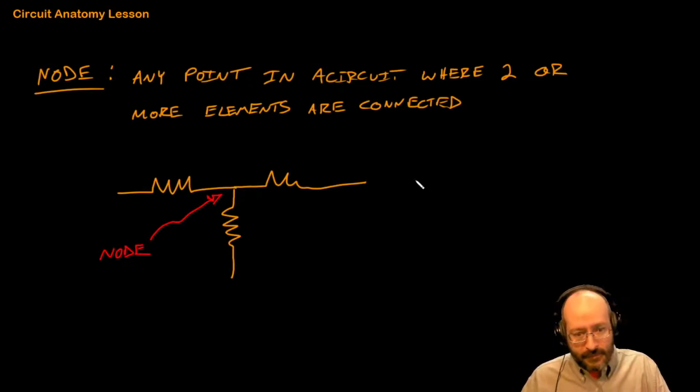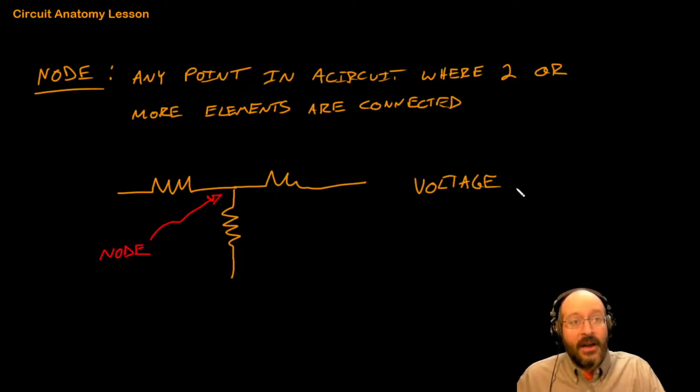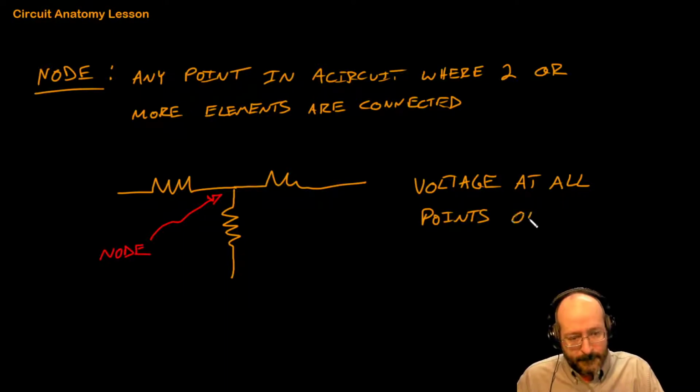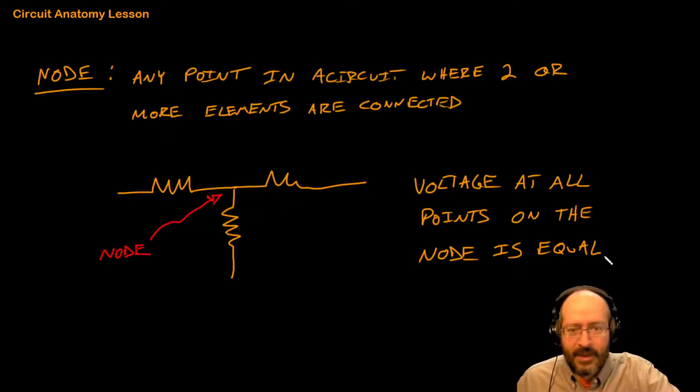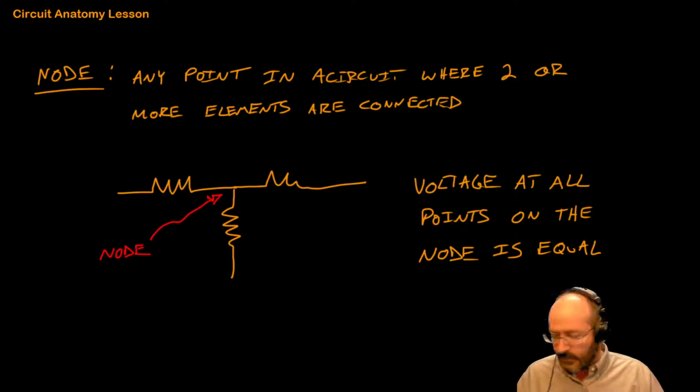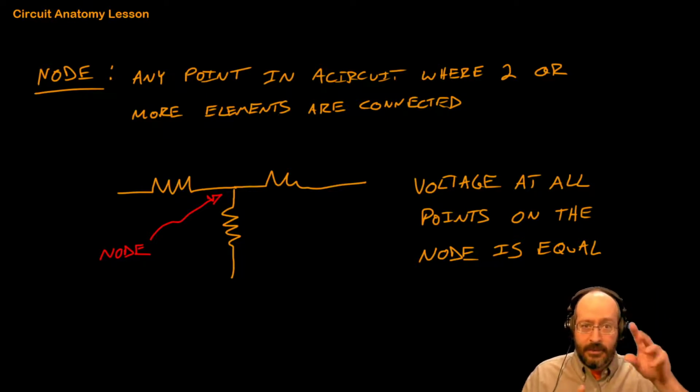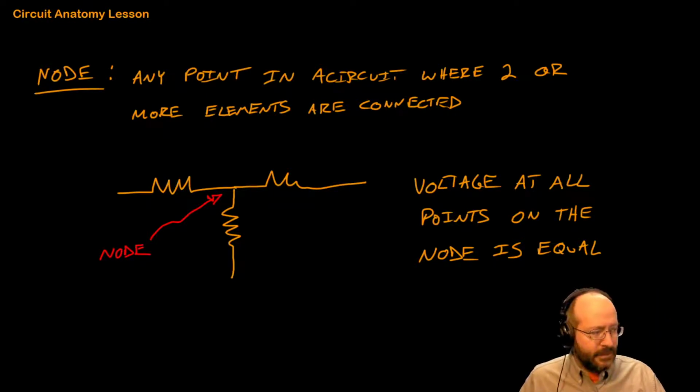Okay, so important fact about a node is the voltage. As far as circuit analysis is concerned, voltage at all points on the node is the same. Okay, and that means it's equal when measured against the same reference, right? So we're talking about ground now. So if we were going to do that in the lab, we're not going to do that in the lab right now because we're virtual, but we would have some probes. Let me go grab some probes.